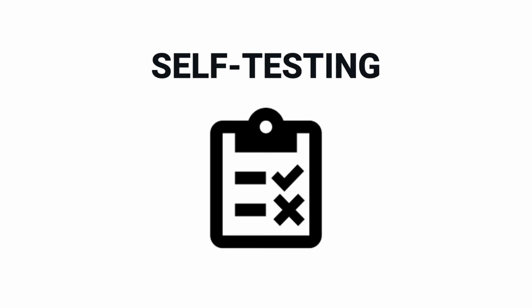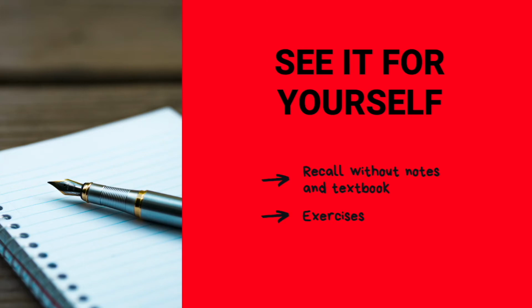This brings us to the final step, that is step 5, and this is probably the most important step after learning. It's self-testing. You need to keep track of how much you have actually learned. To do this, close your textbook, your notes, and all the resources. Take a blank sheet of paper and try to write down whatever you recall. Try to recall without any resources and then check up on how much you can remember. You can also use exercises to see for yourself how much you have learned.